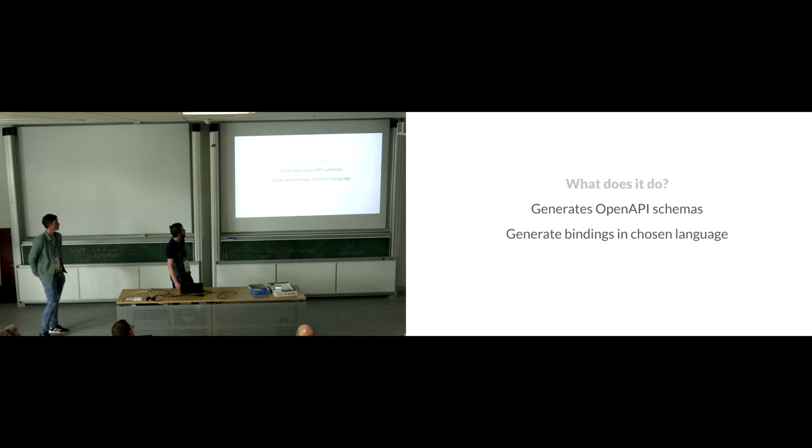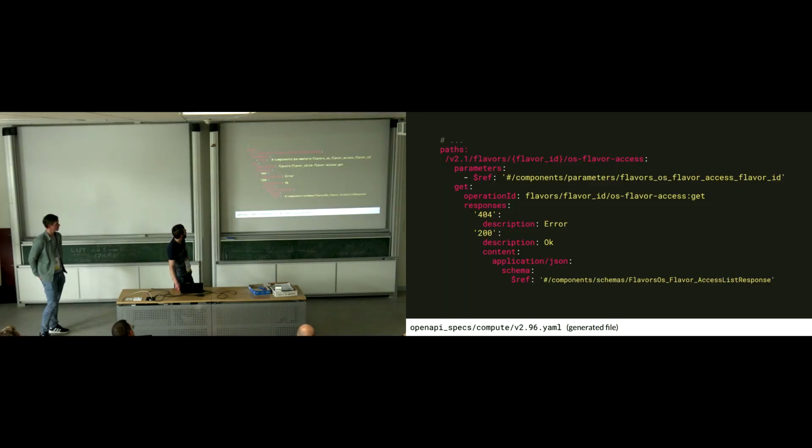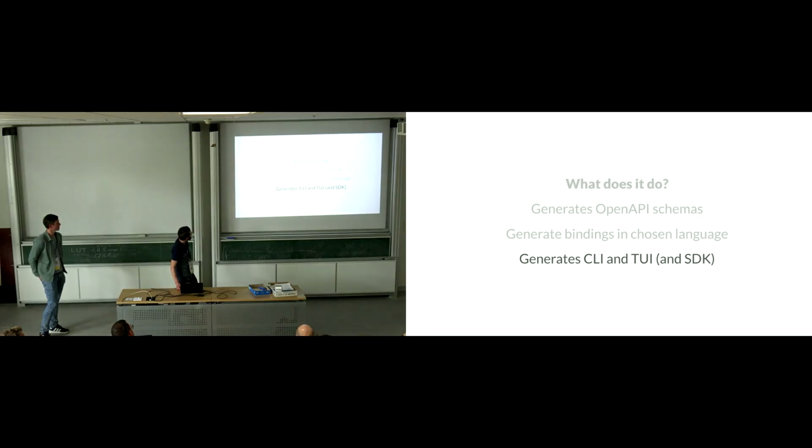Pretty much: generate OpenAPI schemas out of the source code and generate bindings for different programming languages, or whatever you want. Maybe even org can be generated using code generator without any problems. Okay, just back to schemas.